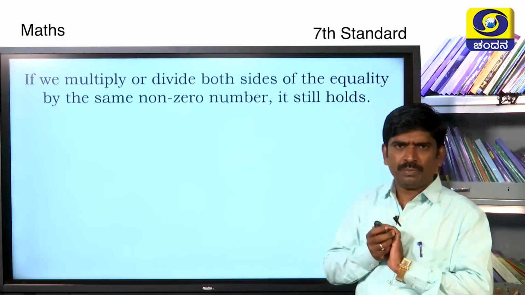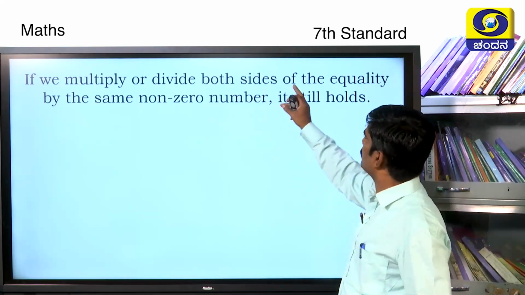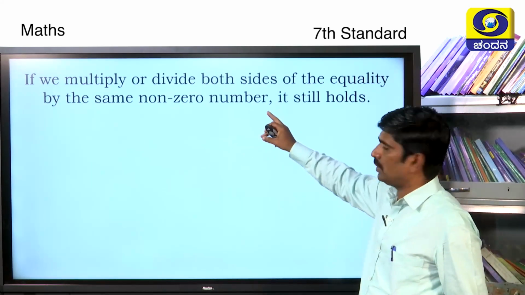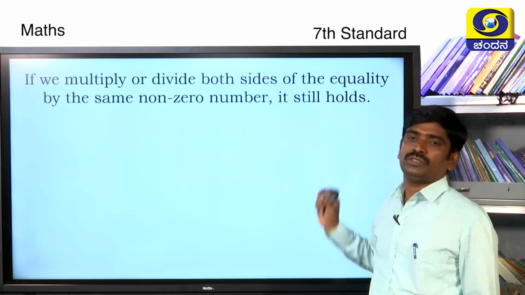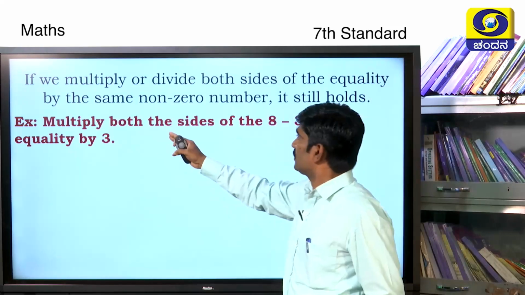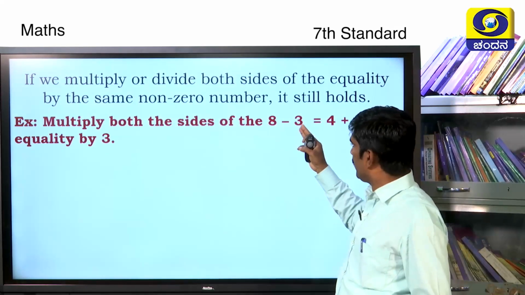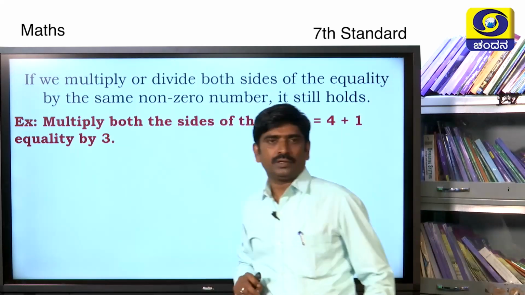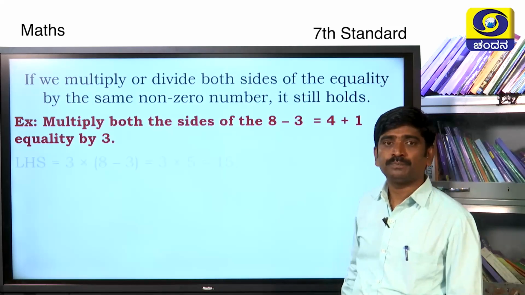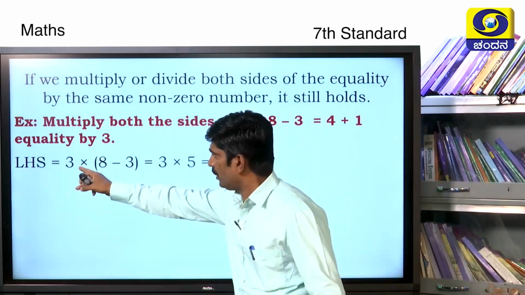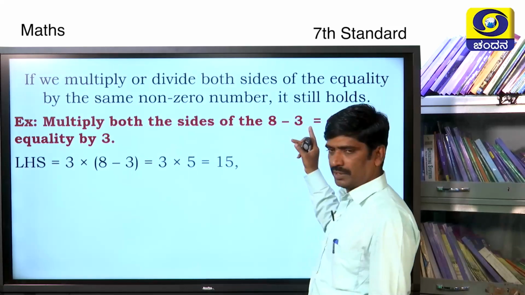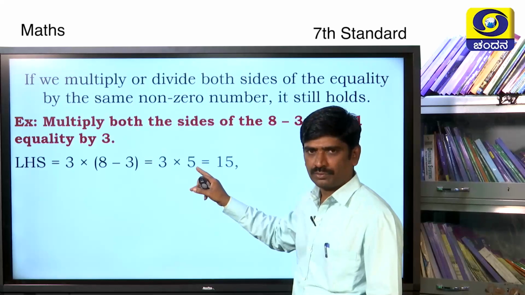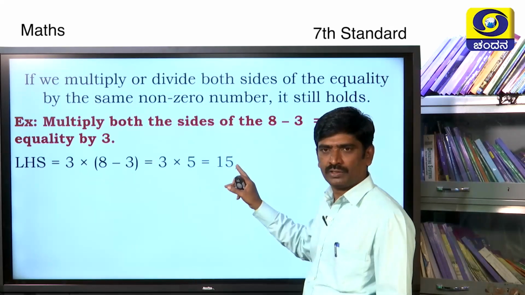Third one, if we multiply or divide both sides of the equality by the same non-zero number, it still holds. Multiply both sides of the equality 8 minus 3 is equal to 4 plus 1 by 3. Then LHS, 3 into 8 minus 3. 8 minus 3 means 5. 3 fives are 15.